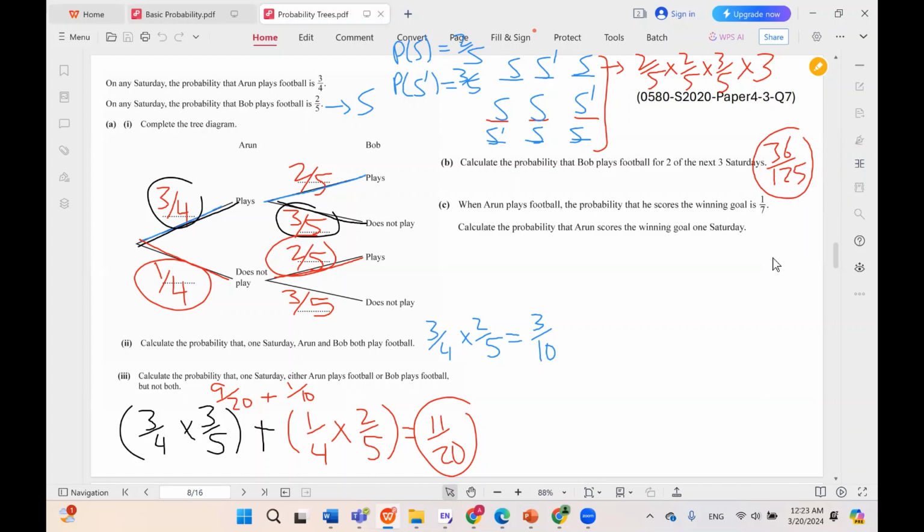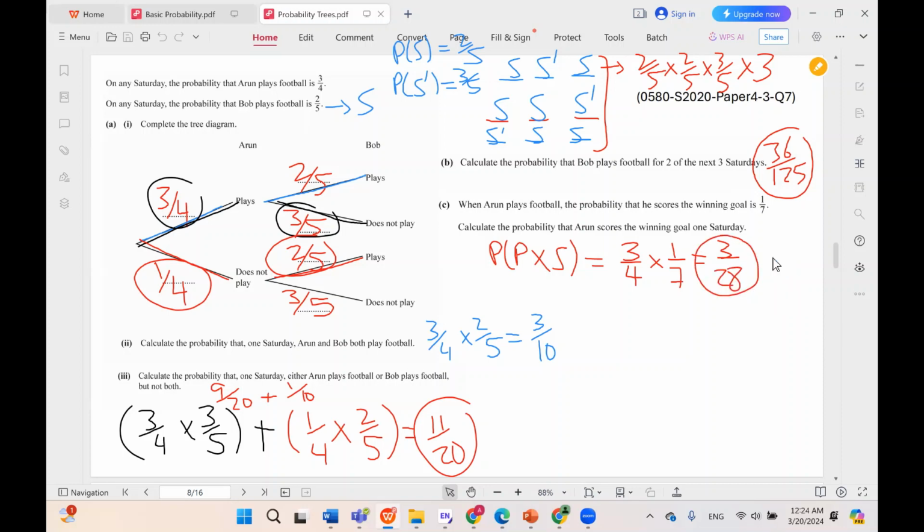When Aaron plays football, the probability that he scores the winning goal is 1/7. Calculate the probability that Aaron scores the winning goal one Saturday. So he needs to play. So the probability is the probability of playing and scoring. And this is the probability of 3/4 multiplied by the probability of 1/7. This gives us 3/28 as a final answer.